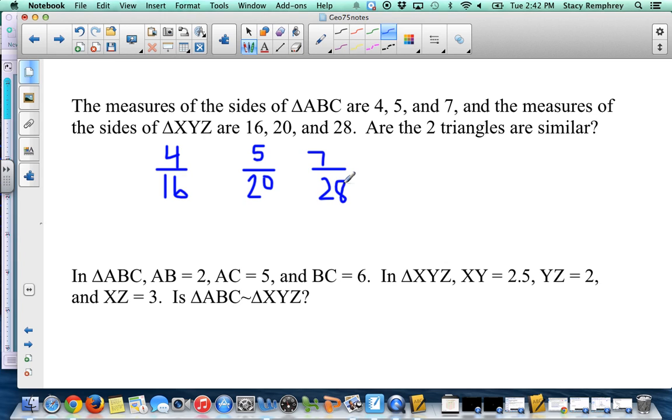And when I look at these ratios, 4/16 reduces to 1/4. So does 5/20 and 7/28. They all reduce down to 1/4. So are the triangles similar? Yes, by SSS similarity.